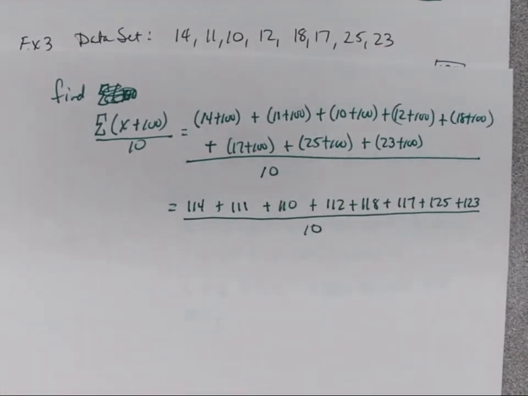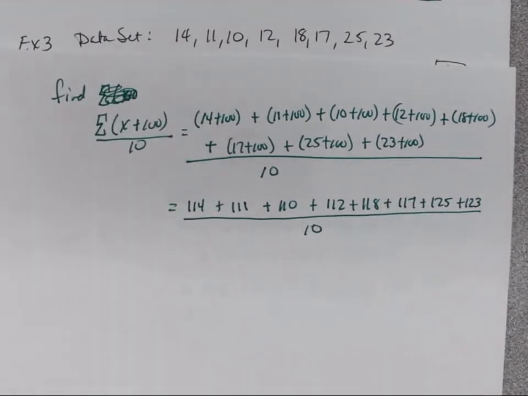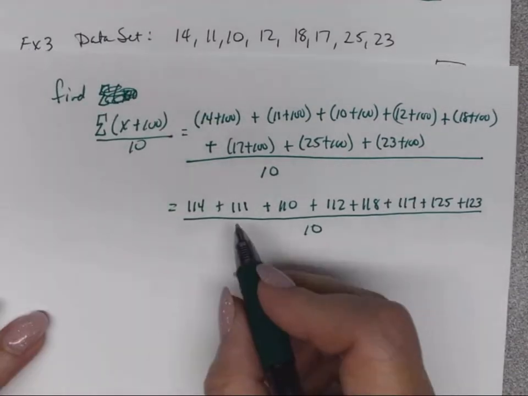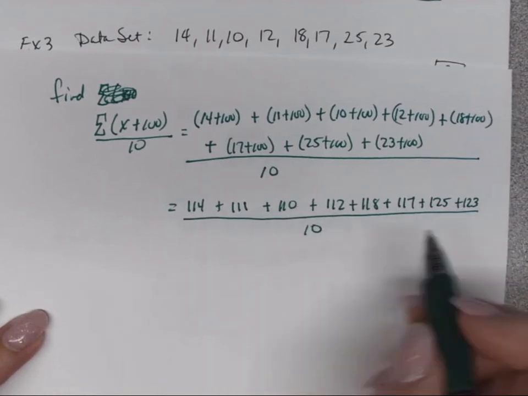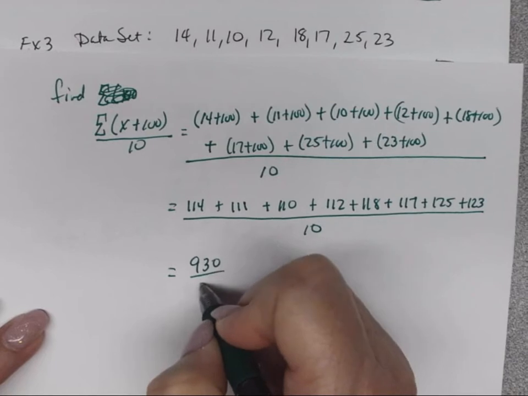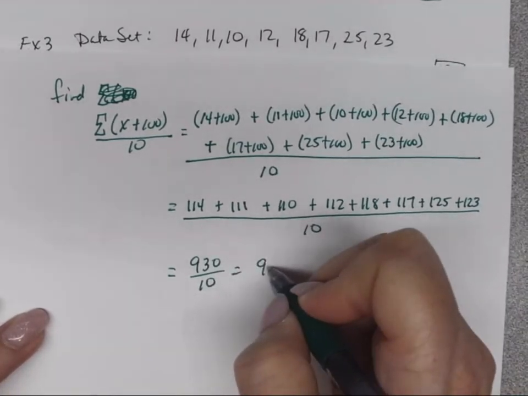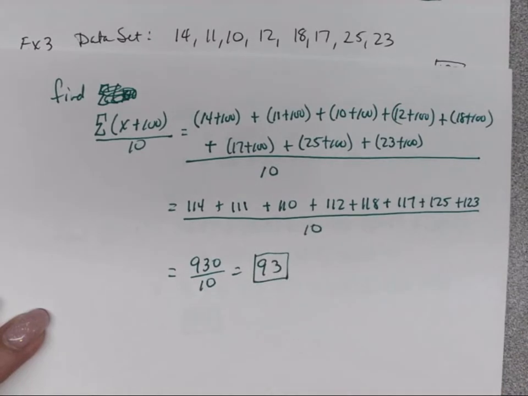Notice it's all one term. They're not separate terms because you're summing the top and dividing by 10 one time. So now we have to sum all of these numbers together. Using our calculator, we will find 930 still divided by 10, and then that will get us 93. And that would be your final answer for that.